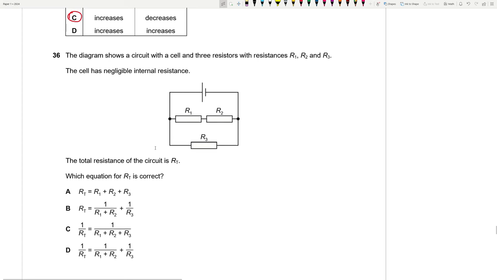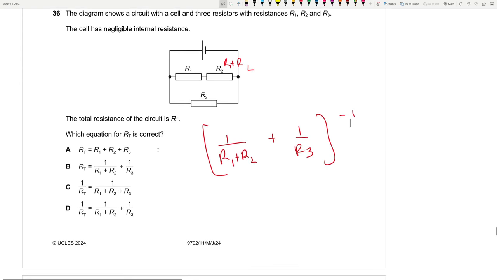36. The diagram shows a circuit with a cell and 3 resistors with resistance R1, R2, and R3. The cell has negligible internal resistance. The total resistance is RT. Which equation is correct? Okay, so it's R1 plus R2 on top, and here it's parallel with this. So it's actually going to be 1 divided by (R1 plus R2) plus 1 divided by R3, and the reciprocal of this. Okay, that's the total resistance.